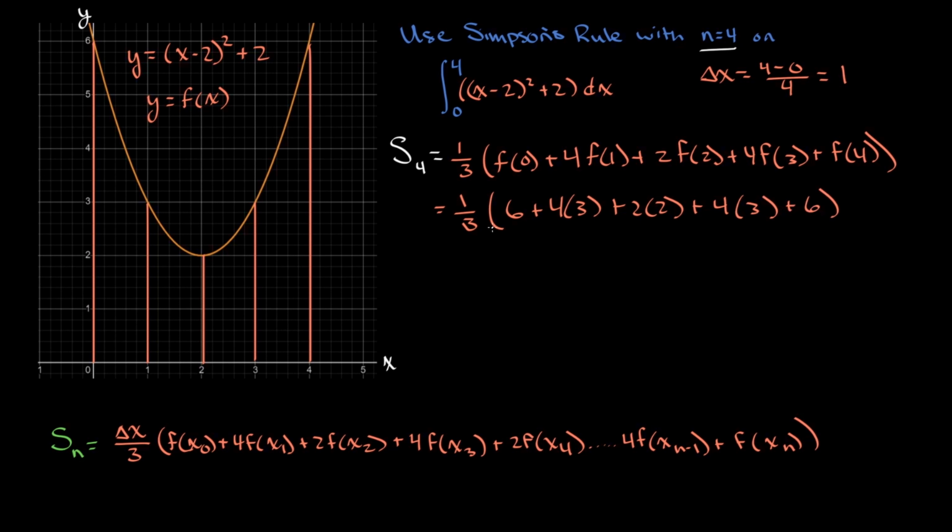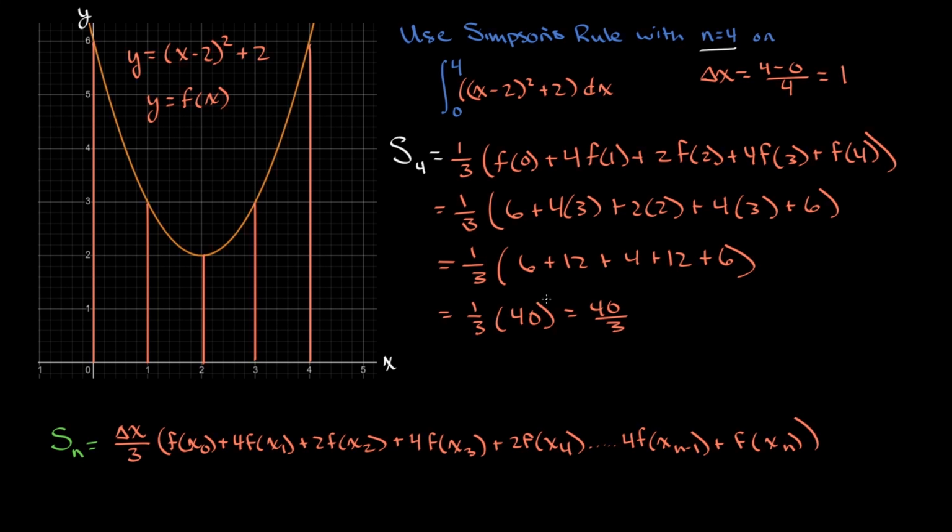So all we need to do is simplify here. We have 1/3 times 6 plus 12 plus 4 plus 12 plus 6. And what is this added up? We have 24 and then 6, so that's 30, so this is 40, it looks like. This is 1/3 times 40, which is 40 thirds. So that's what we get out of Simpson's rule.